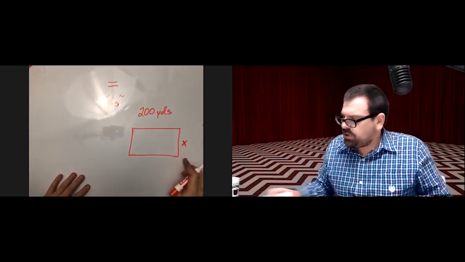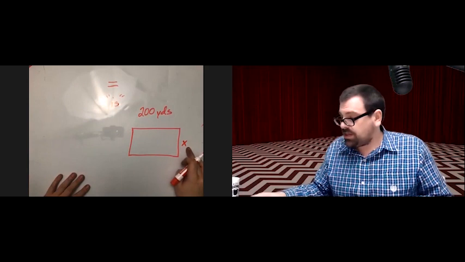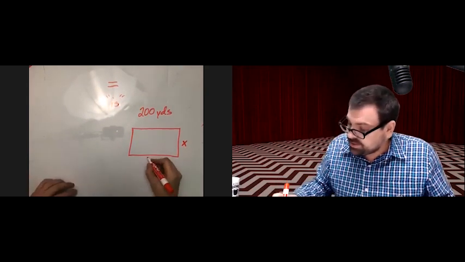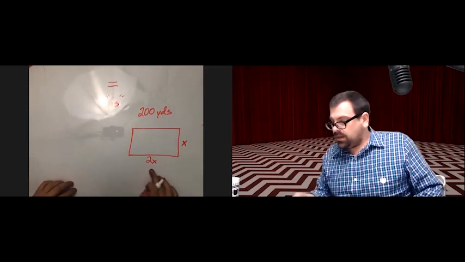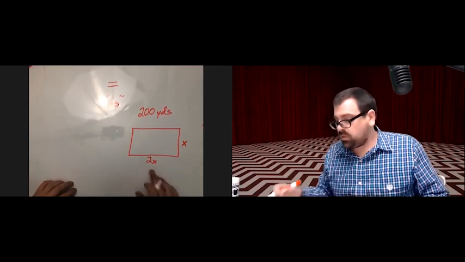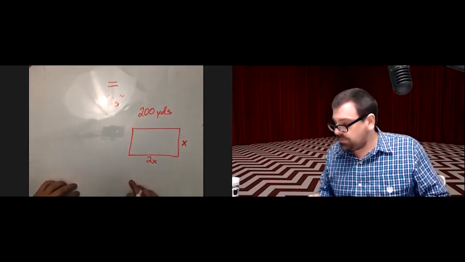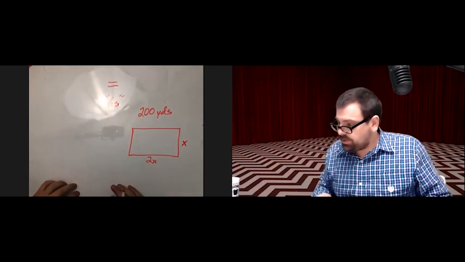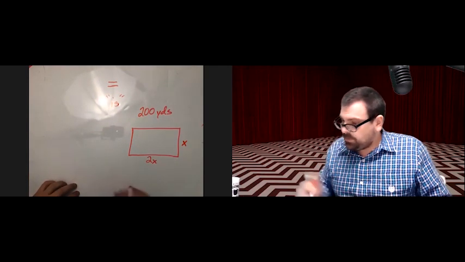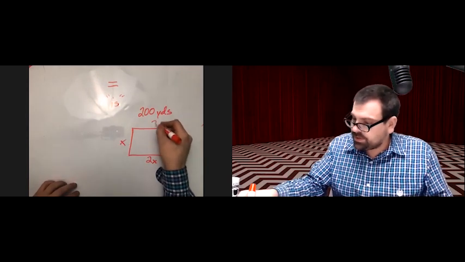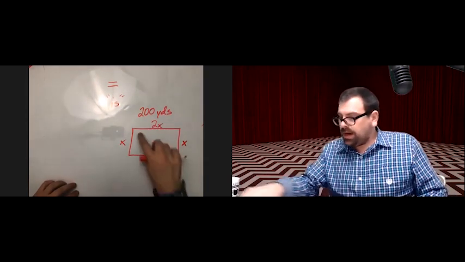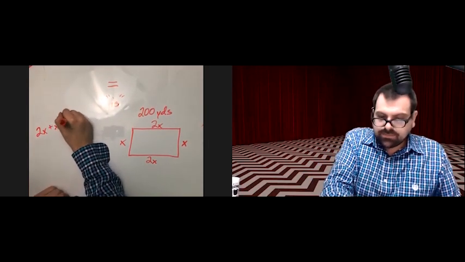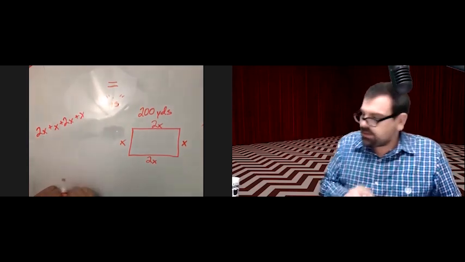But let's say you wanted your long side to be twice as long as your short side. Well, that means if your short side is whatever, x, your long side would be twice that. Twice a number means 2 times a number. And all around, you want it to be 200 yards. Well, that means there's another x over here, and there's a 2x there. If you want to add up all the sides, that's 2x plus 2x plus x.